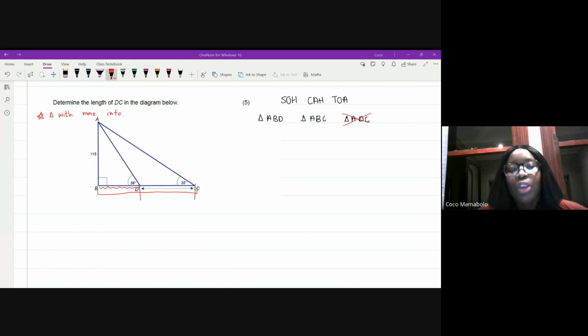There we go. Good. So we know we're going to calculate for BD. Then we're going to calculate for BC. And if we have BC and we have BD, we can just subtract the one from the other. Can I get a thumbs up? Is everybody okay with what needs to happen here? Are we all good with it?